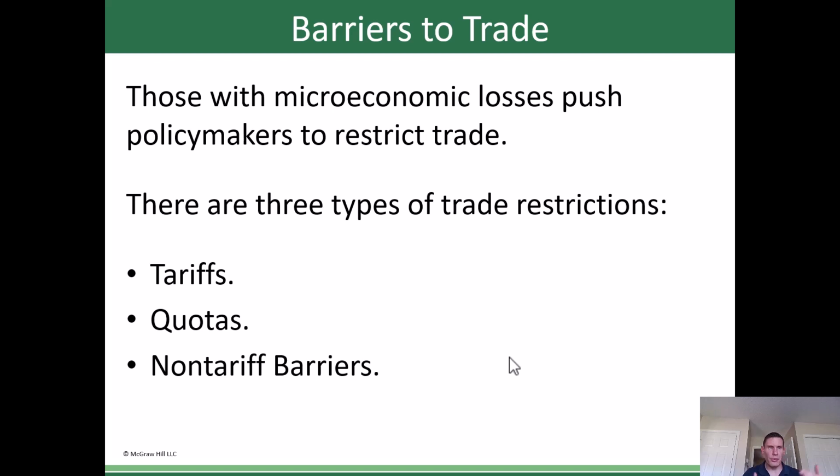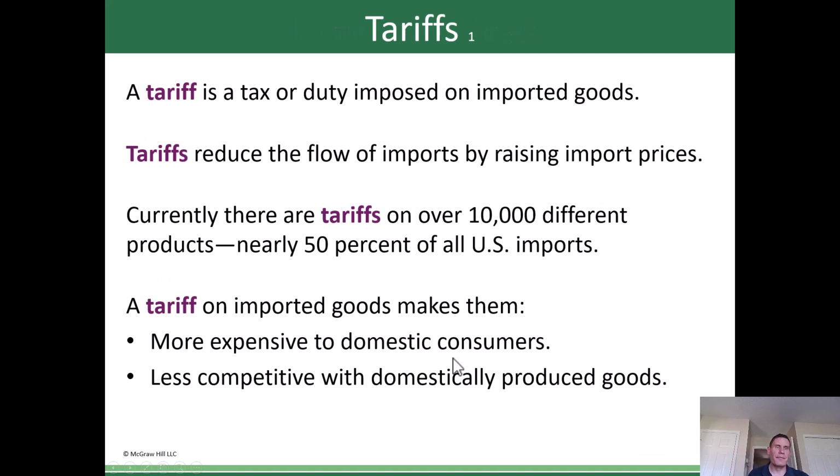We'll talk about all these briefly in the following slides. The first one is tariffs. The second one is quotas, and the third is what we call non-tariff barriers. So what is a tariff? The best way to understand a tariff is as a tax or duty imposed on imported goods. Tariffs reduce the flow of imports by raising import prices. Again, if the US is bringing in, say, Canadian steel, then they'll put a tariff on each metric ton of steel, which makes it more expensive.